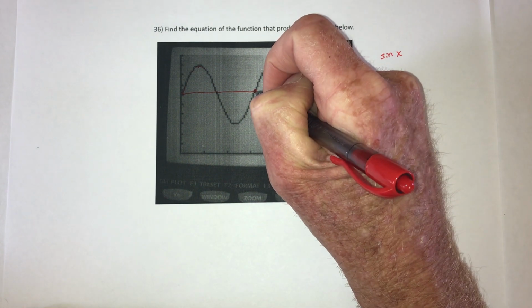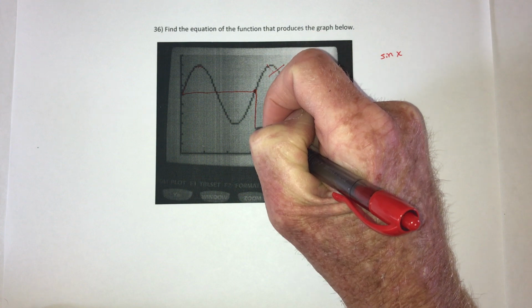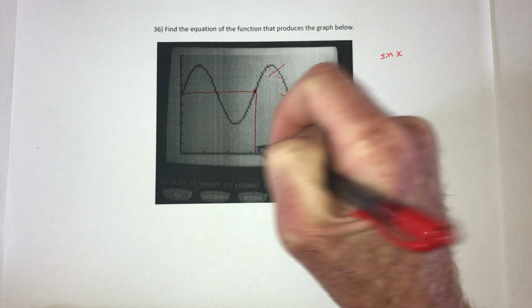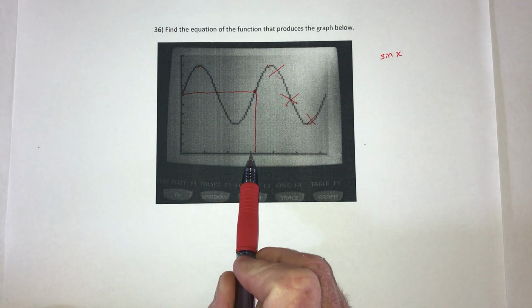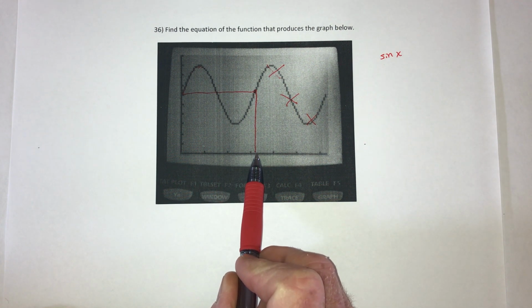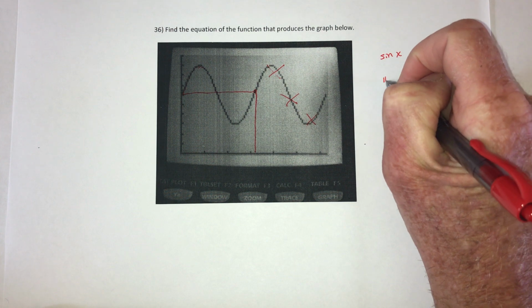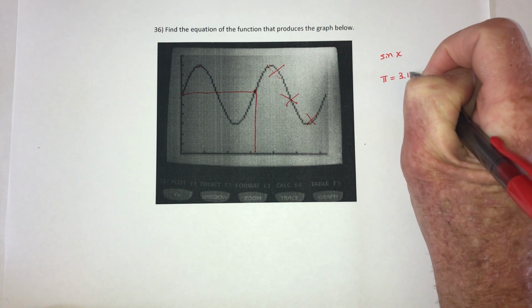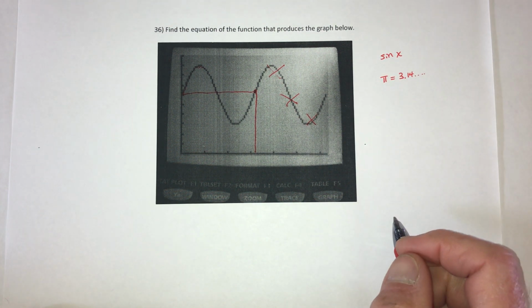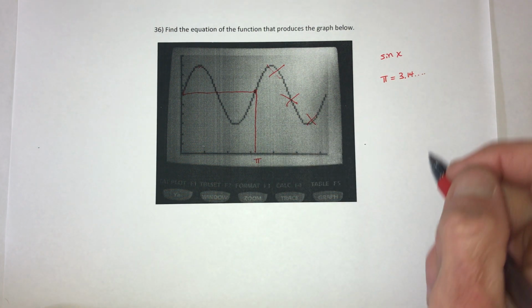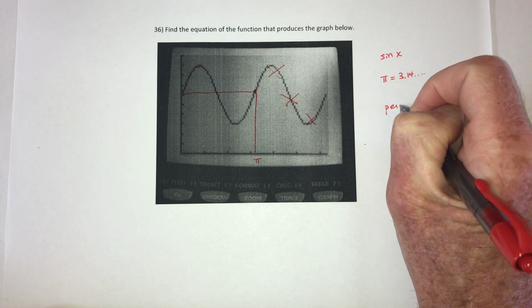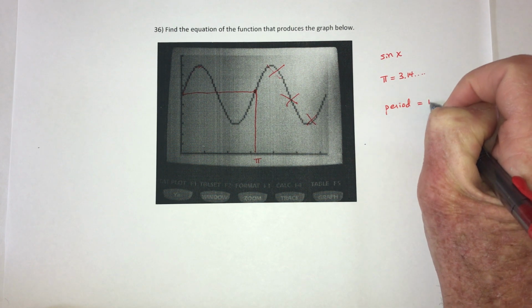Now, where is that number? If you take this, go straight down, it's right about there. So this is 1, 2, 3, and a little bit. What number in trigonometry is it that's 3 plus a little bit? It's pi. Okay, so it looks like the period is equal to pi.